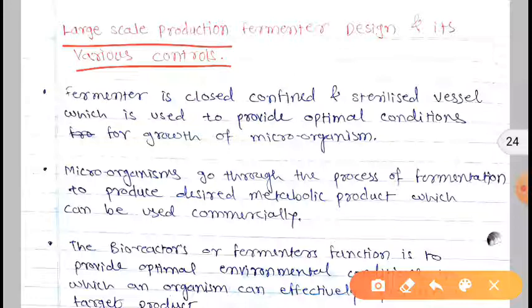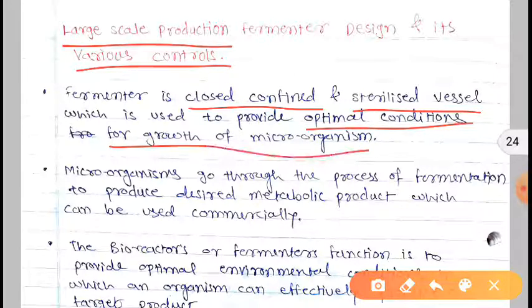Here, a fermenter is a closed, confined, and sterile vessel. It means the fermenter is totally closed and it is a sterile vessel which is used to provide optimal conditions for growth of microorganisms. So we are using the fermenter to provide optimal growth conditions for the microorganisms.